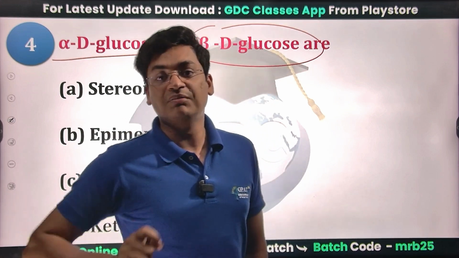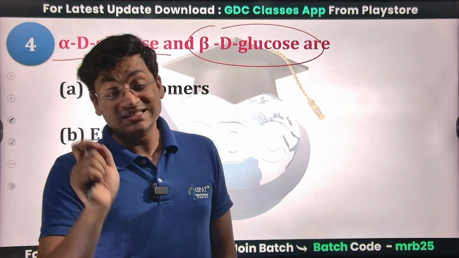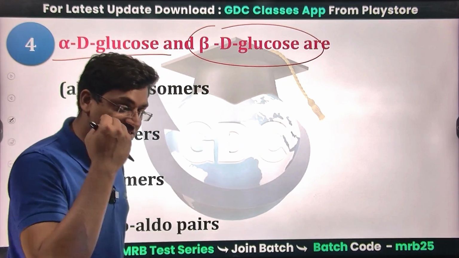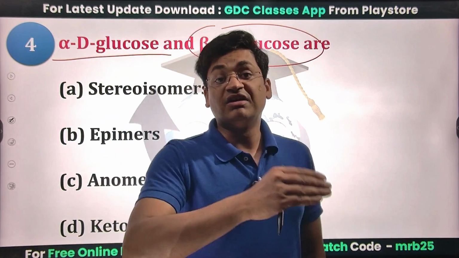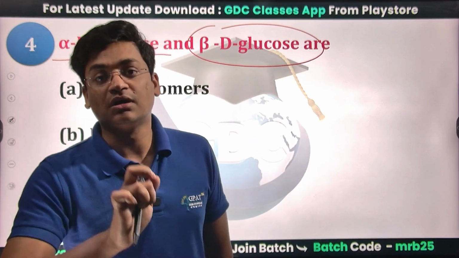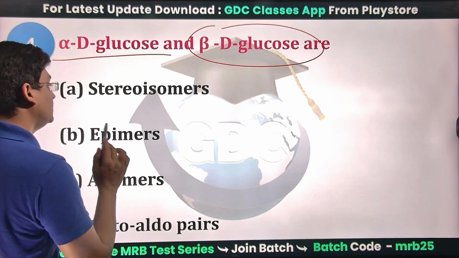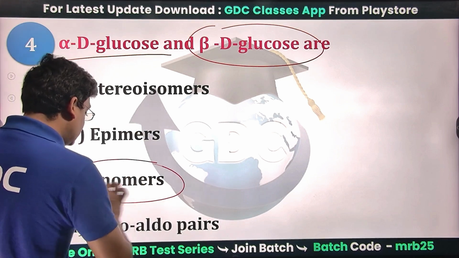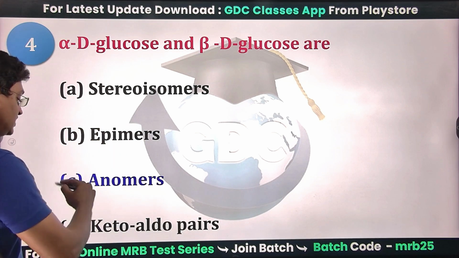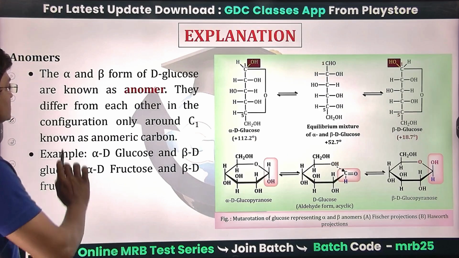And these alpha and beta forms of glucose come under the category of anomerism. When the same compound converts into two different forms, that is known as anomerism, and both compounds are anomers of each other. So C will be the right answer here.